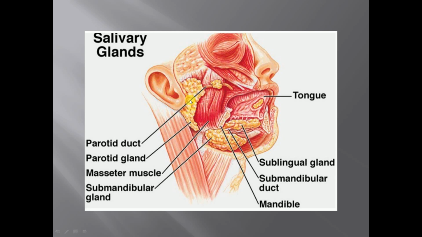So this is the parotid duct, this is the parotid gland, the largest gland. This is your submandibular gland and this is your sublingual gland.